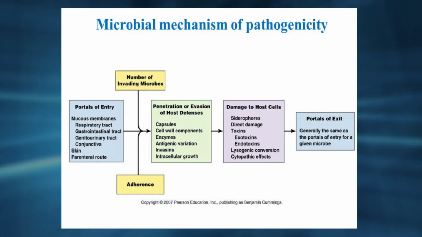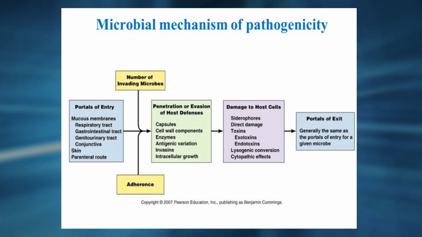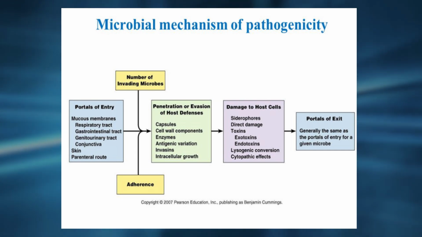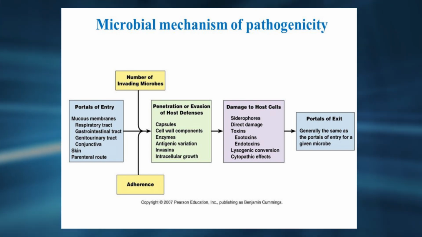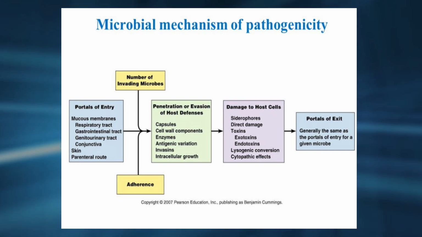Now, we learn about the microbial mechanisms of pathogenicity. Pathogens are microorganisms that have the capacity to cause disease. Pathogenic microorganisms have special properties that allow them to invade the human body or produce toxins. Pathogenicity is the ability of a pathogen to produce a disease by overcoming the defense of the host cell.